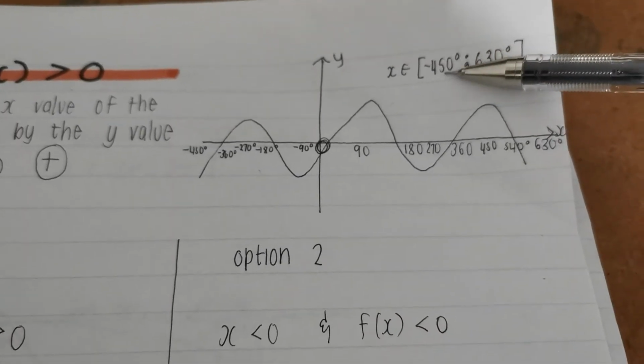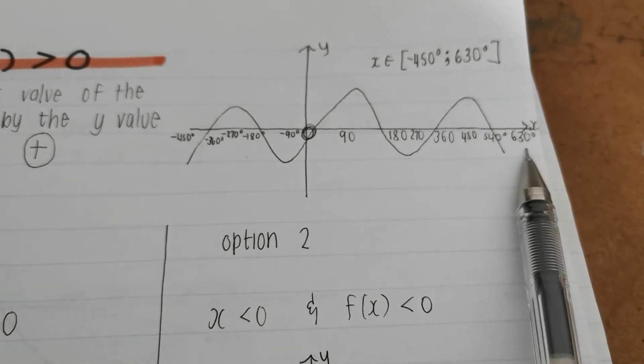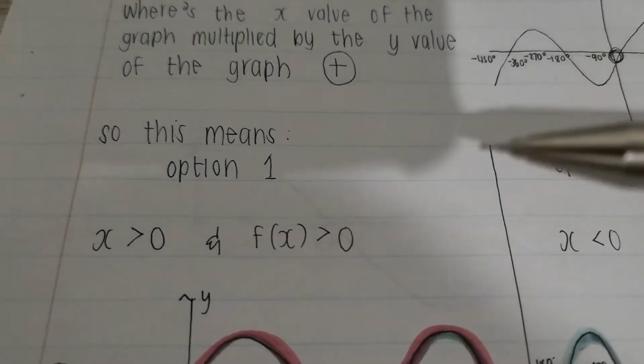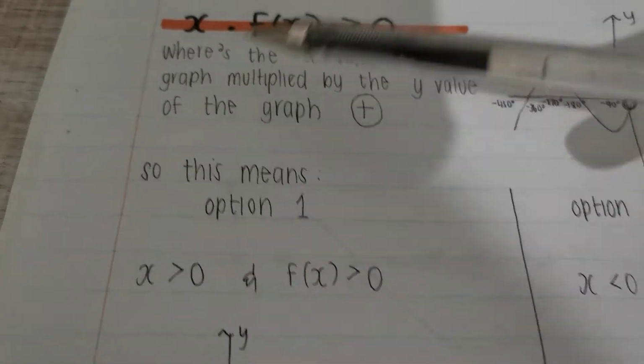The interval is negative 450 to 630, not 360, 630. Where would something be a positive? It's if we have a positive times a positive. So that means this must be positive and this must be positive.